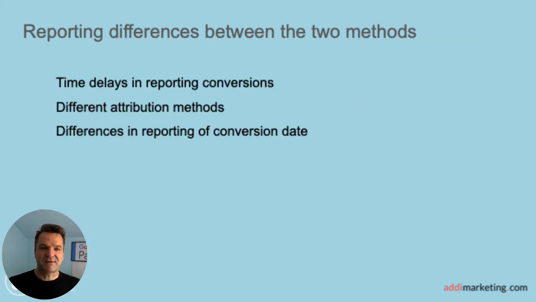The differences revolve around 3 things. Time delays in reporting conversions, so they appear in your Google Ads not at the same time. Different attribution methods within each of the tools, Google Ads and Google Analytics, which may actually change the result quite a lot. And there is a difference in reporting of the conversion date. And now let's look into each one of them.